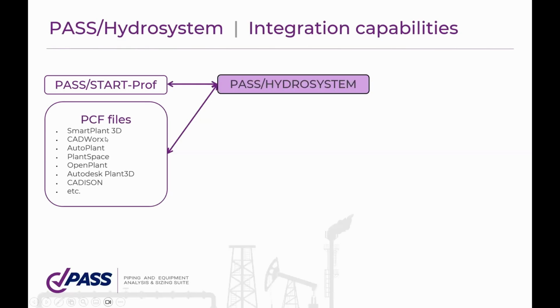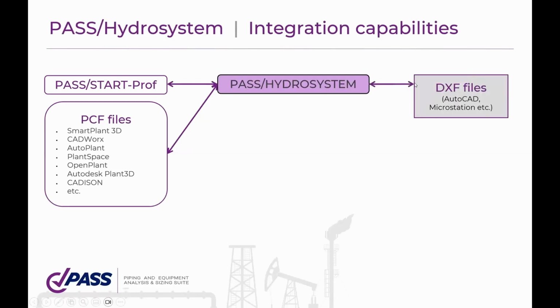So if you work in any software that supports PCF files, for instance, SmartPlan 3D, Autodesk AutoCAD Plant 3D, or other software, you can export your piping system, which is built in this software, to special PCF files, which can then be loaded to HYDROSYSTEM, to StartProf, and to different similar software. And vice versa. If you have a piping system in HYDROSYSTEM, you can export it to PCF files to then import it to your own software where you want to perform some analysis or something like this.